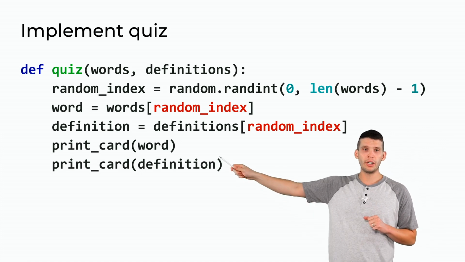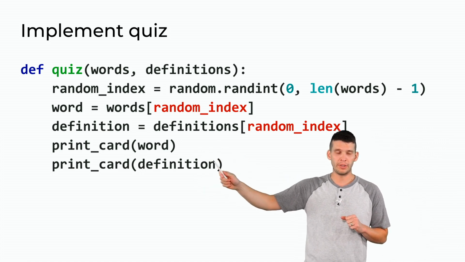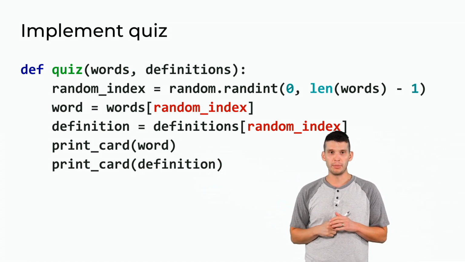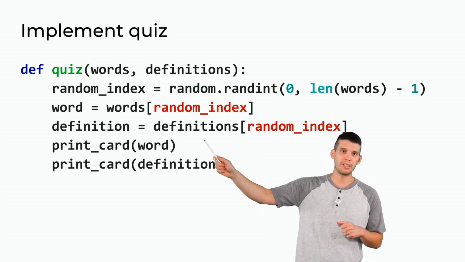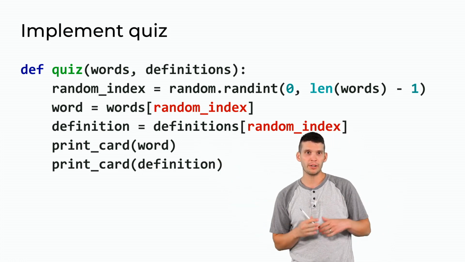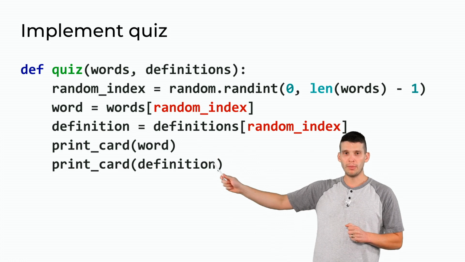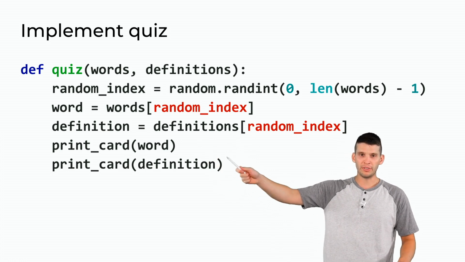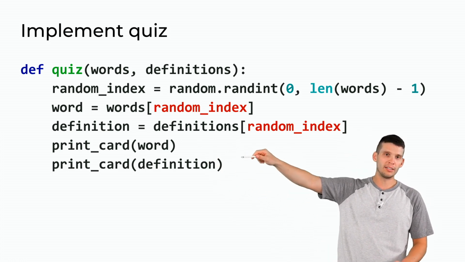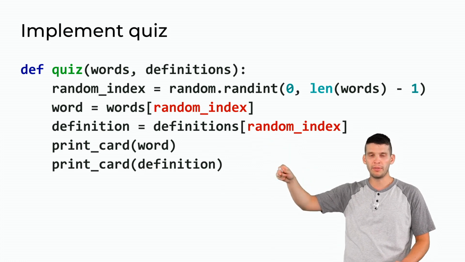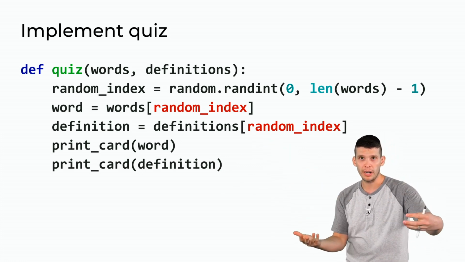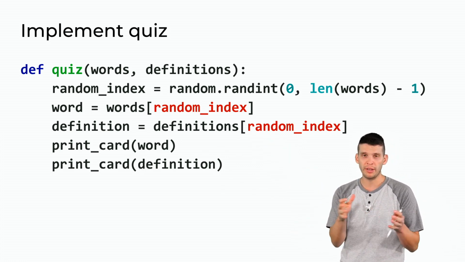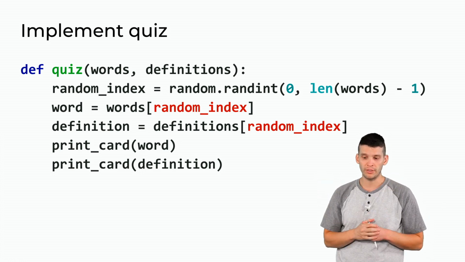Now, we could just print out the word and print out the definition, but we want to be a little bit smarter about it. We want to print out the card where it has the nice box. But the problem with the way I've implemented this on the slide is there's no pause in between printing out the word and the definition. Like I said before, we want it to pause and wait for the user to press enter so we don't just give away the answer.